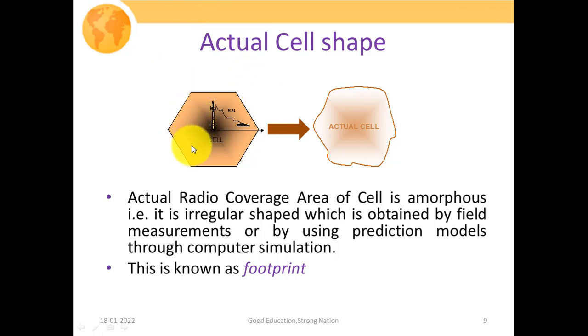So how does the actual cell shape look? Suppose we have created our cellular system with this hexagonal structure, then it will actually look like this particular structure. This is a completely irregular sort of structure which we actually obtain. And what is the reason behind that? We planned or deployed one sort of cell structure, but we are actually getting this.